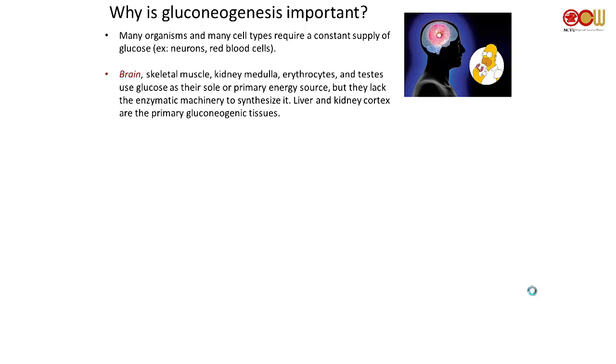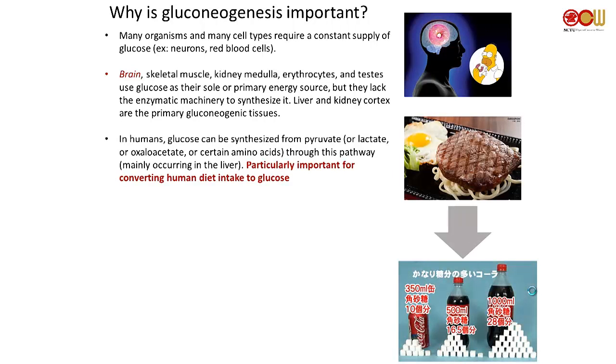However, turns out in your brain they lack the enzymatic machinery to synthesize it. Okay, that's interesting. And a little information for you to know: part of the kidney, and your liver, obviously. Liver and kidney are the primary gluconeogenic tissues. So you synthesize glucose in your liver, like what we saw in the core cycle. All right. So in humans, glucose can be synthesized from pyruvate or lactate or oxaloacetate or some amino acids. Not lipids. This we'll talk about later, but not lipids. Through this pathway called gluconeogenesis, mainly occurring in the liver.